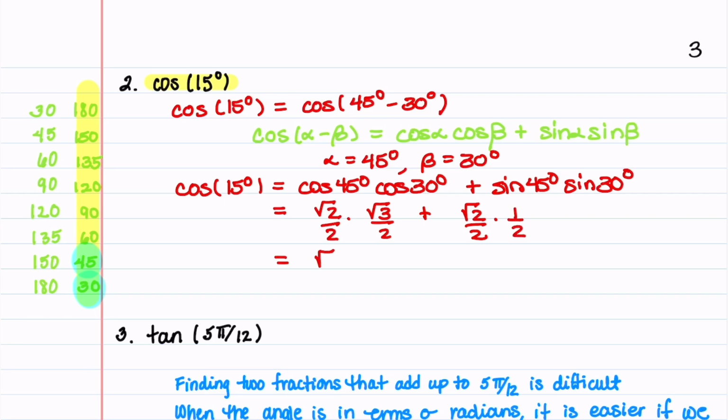This gives us root 2 root 3 over 4 plus root 2 over 4. We'll bring out a root 2 over 4 just like we did in the last problem. And we have a root 3 plus 1. And we have our final answer. Okay, so we did the first two, which were the easier ones. Now let's tackle the harder one.